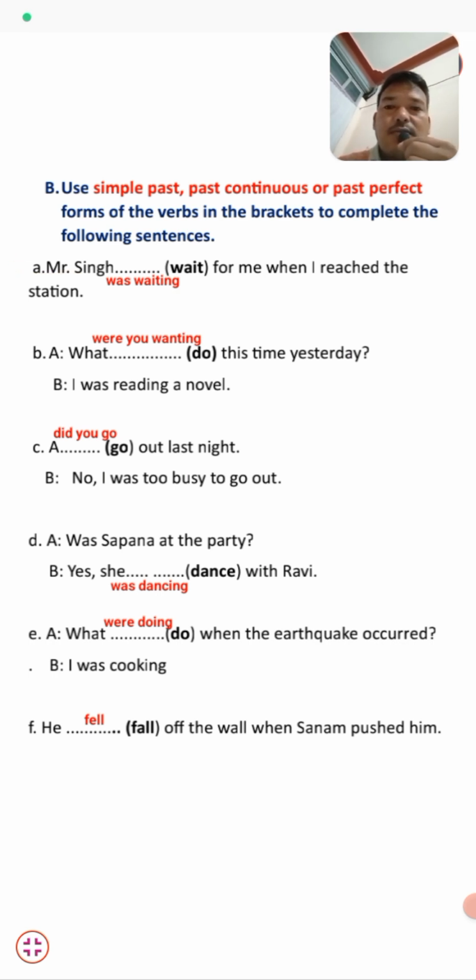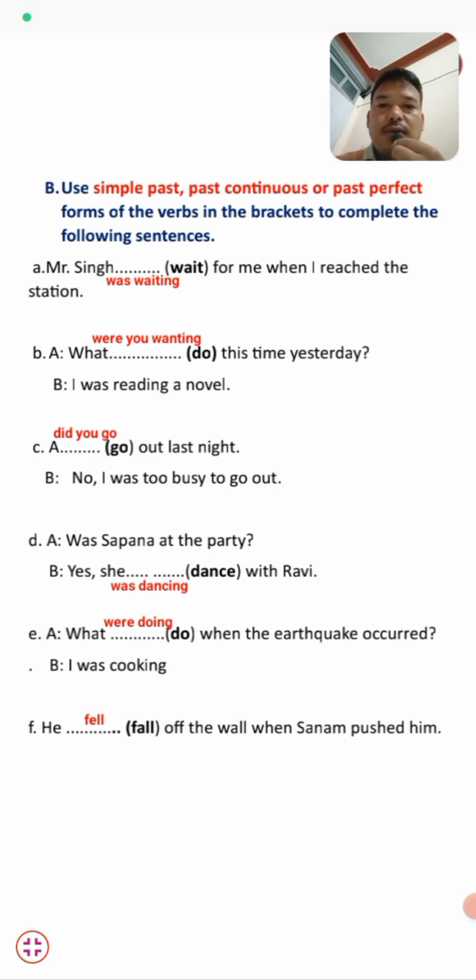It's number 1. Mr. Singh, wait is the verb given here, for me when I reached the station. What will be the right answer, students? It's was waiting. We will use past continuous here. Mr. Singh was waiting for me when I reached the station.